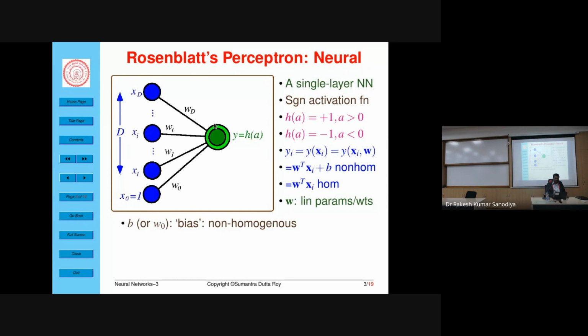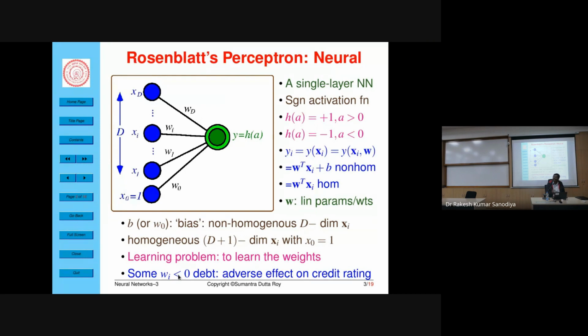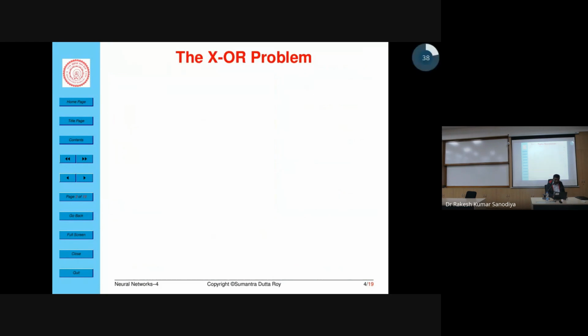The learning problem is to find these weighting parameters. I've got homogeneous, I've got non-homogeneous. The learning problem is to learn these weights from a set of representative examples. Knowing full well that some of these weights could be negative, like outstanding debt, which is an adverse effect on my credit rating. So a little bit of history.